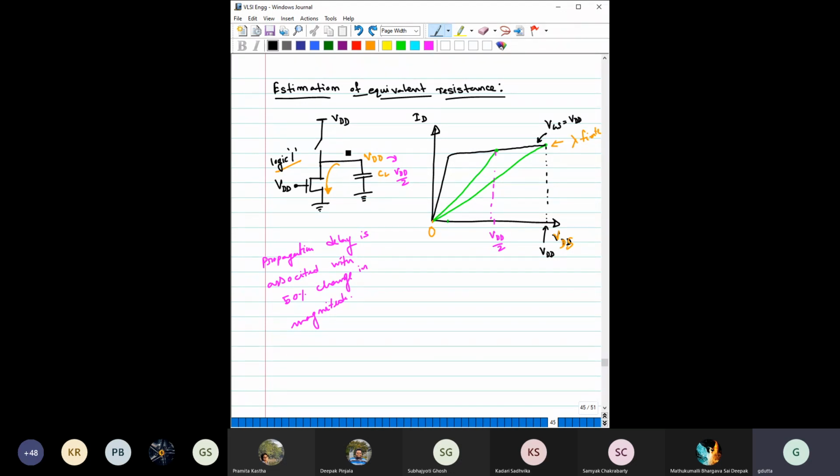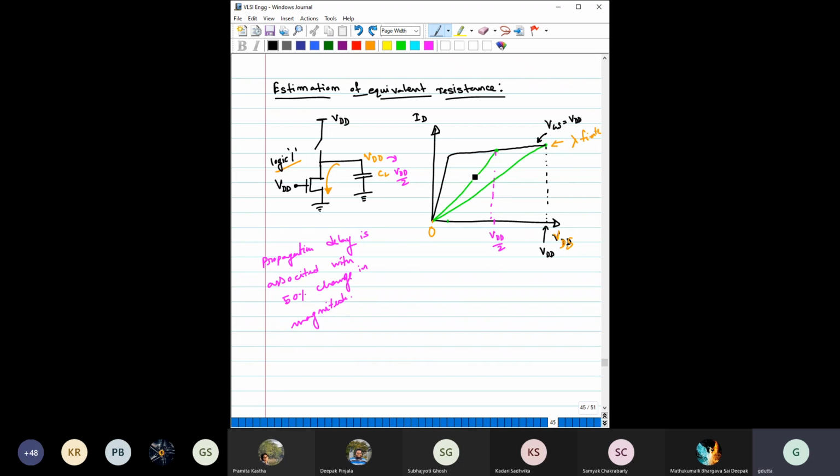Say this capacitor is the load capacitor CL. It has been fully charged from 0 to VDD, and it has to discharge from VDD to 0. But we calculate the propagation delay when the output makes a transition to VDD by 2, considering that propagation delay is associated with the 50% change in magnitude of the output.